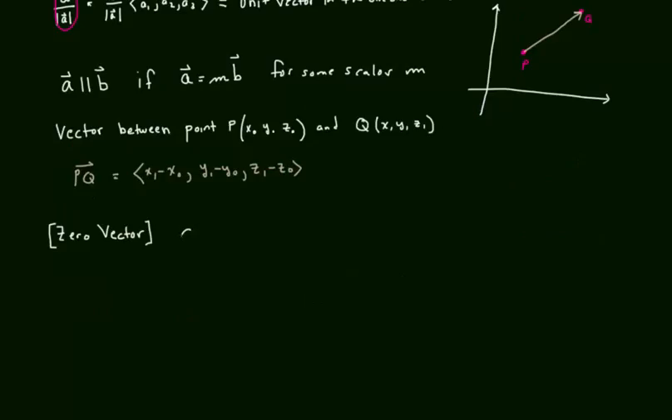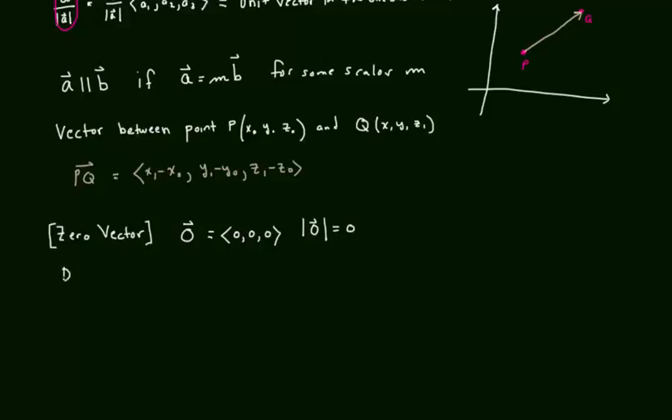Next we look at the zero vector. The zero vector is just that. It's a zero with a vector, not to be confused with the number 0. The zero vector is simply the vector consisting of 0 for each of its components. The magnitude, obviously, of the zero vector is the number 0, the scalar 0.